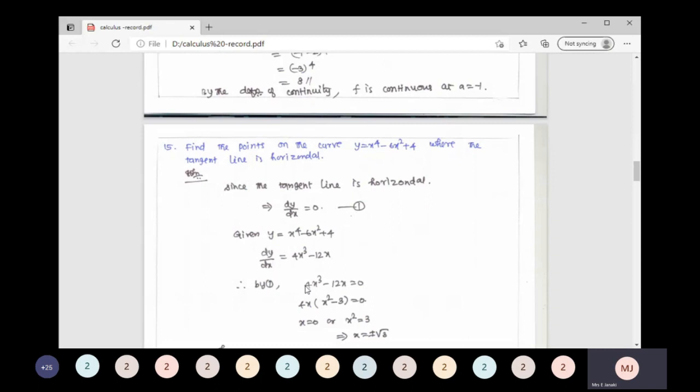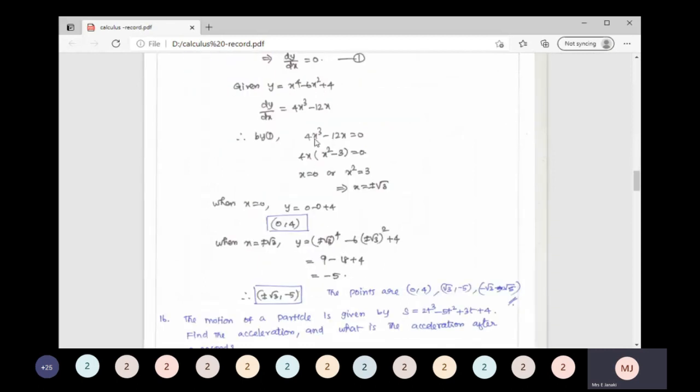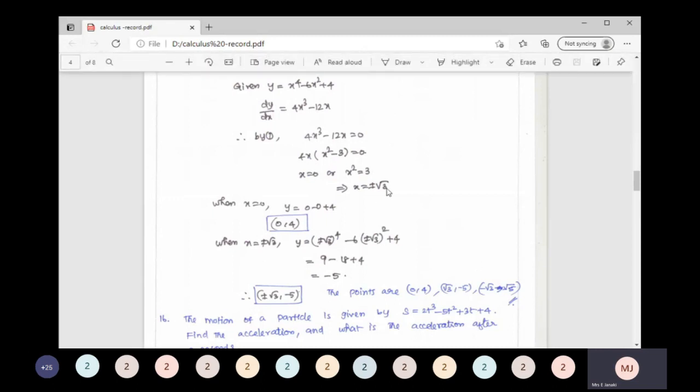Taking this condition, 4x cubed minus 12x is equal to 0. Now take 4x common, so we get x squared minus 3 equal to 0, and x is equal to 0. From x squared minus 3 equal to 0, we get x equal to plus or minus root 3. So now we have three points: 0, plus root 3 and minus root 3.